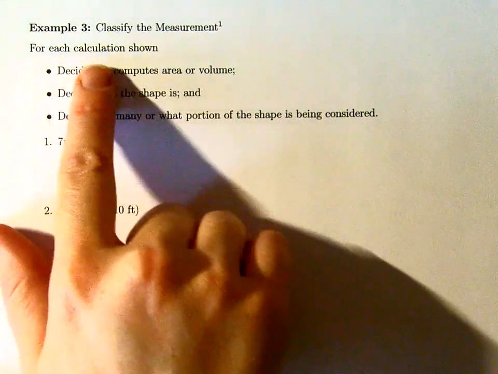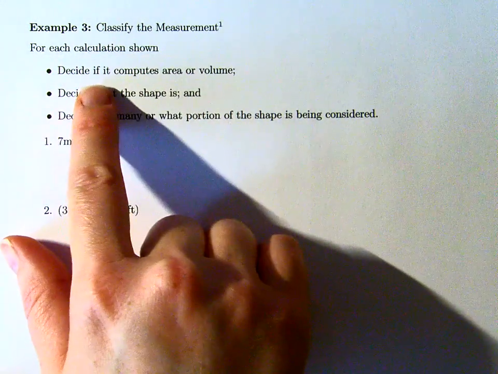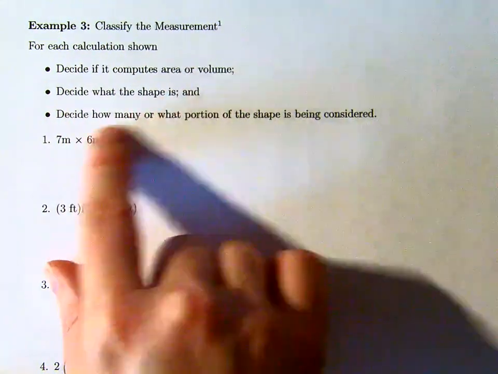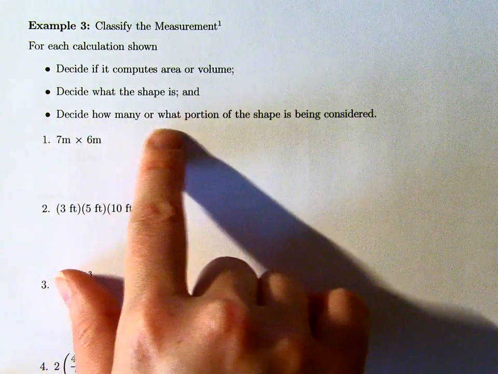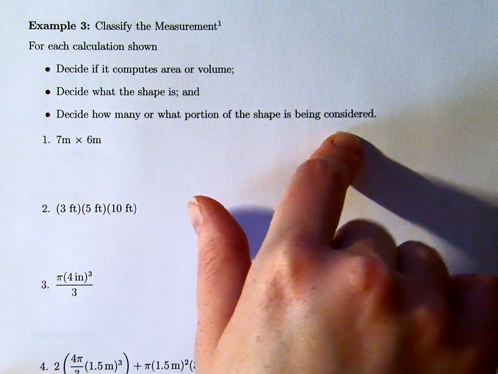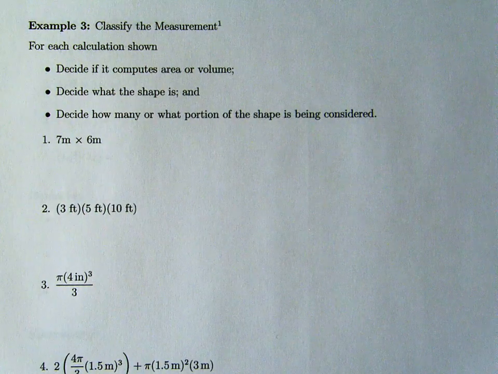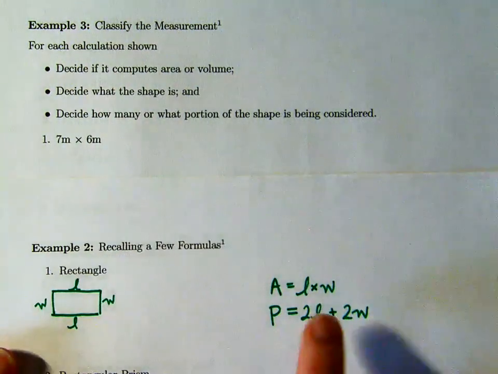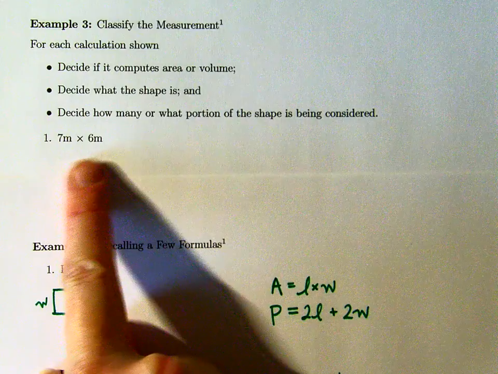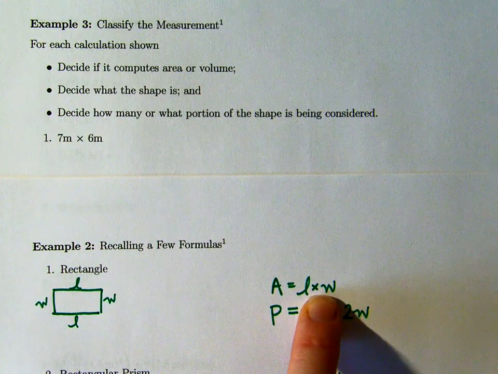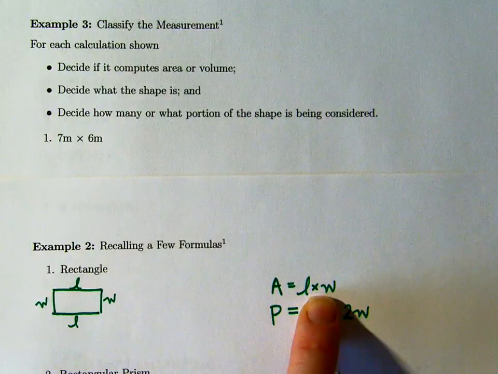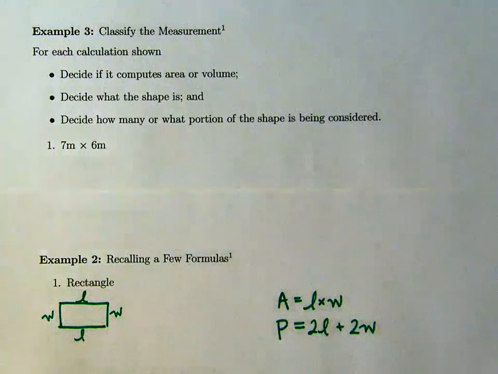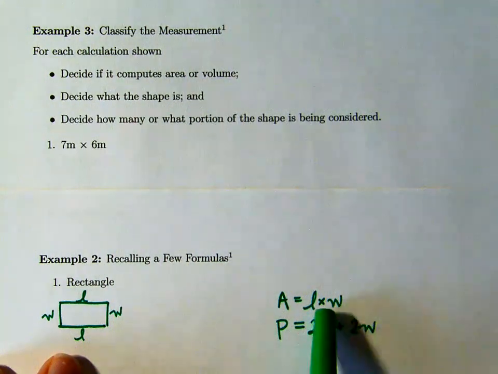So for each calculation shown, decide if it computes area or volume. Then decide the shape and decide how many or what portion of the shape is being considered. So when I see this, I'm like, oh, I got that. That is clearly the area of a rectangle, a length by a width. It perfectly matches this formula, and I can actually draw it. So decide what shape it is. I'm deciding this because it matches this formula.